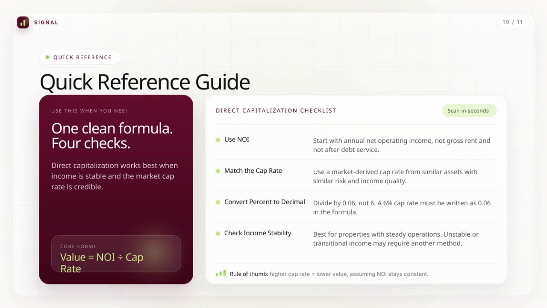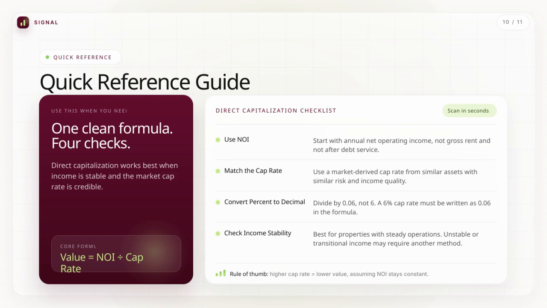Next, it's crucial to match the capitalization rate to your property. This rate should come from the market and reflect similar assets with comparable risk and income quality. Remember to convert the cap rate from a percentage to a decimal in your formula. For example, a 6% cap rate should be entered as 0.06. This small detail can make a big difference in your calculations. Also, check the income stability of the property. Direct capitalization works best when the income is stable and predictable. Properties with fluctuating or transitional income might require different valuation methods.